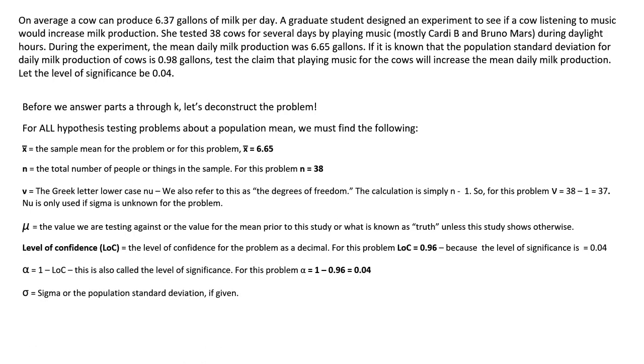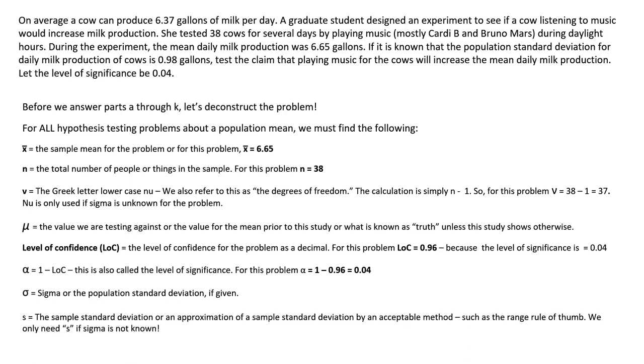Sigma, the population standard deviation, if given, we certainly need to put that down. And S, the sample standard deviation, or an approximation of a sample standard deviation by an acceptable method, such as the range rule of thumb. And we already learned about the range rule of thumb.